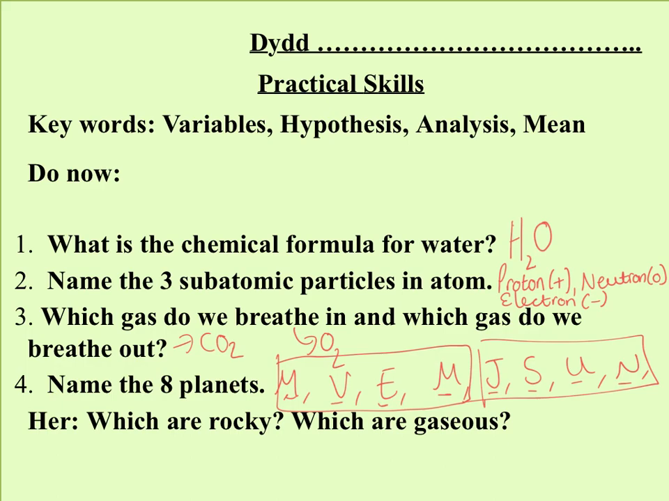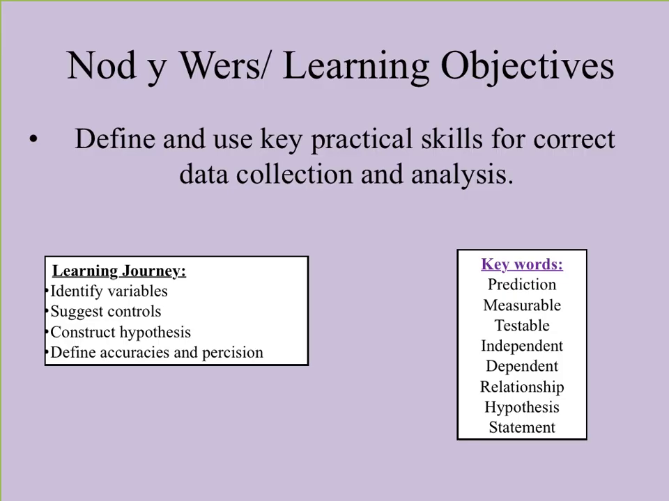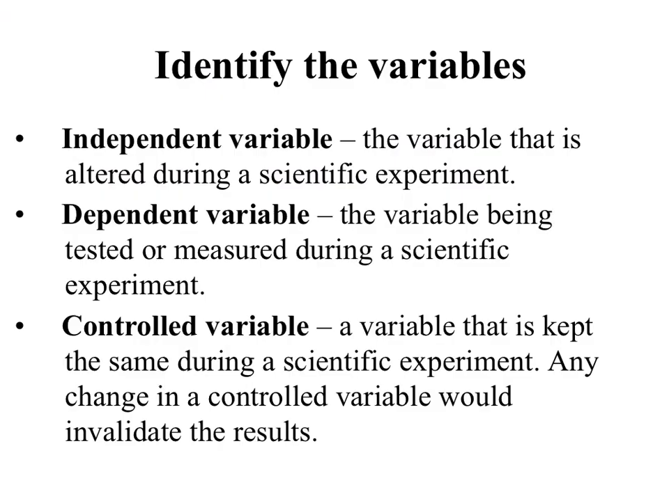Okay, so we're going to be looking at practical skills today, thinking about using key practical skills, so different practical skills for data collection and analysis. So we're going to have a go at identifying our variables, looking at controls, looking at hypotheses and accuracies and precision. So there's loads of different things we're going to look at today. Keywords should be put in either your class notebook or on the paper, depending on how you're doing it. So the first thing we're going to look at is our variables.